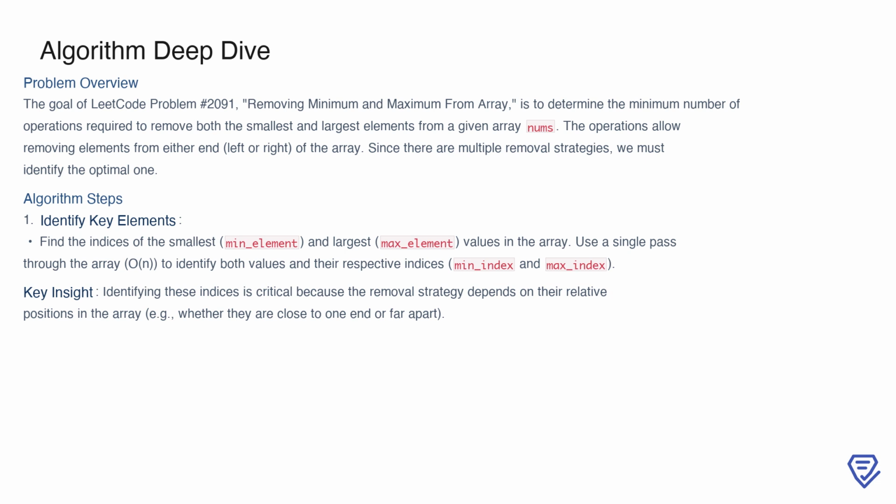To solve the problem efficiently, we start by identifying the indices of the smallest and largest elements in the array. This can be done in a single pass through the array, which means we only need O(n) time for this step. These indices are crucial because the optimal removal strategy depends on their positions, whether they are near the same end of the array, far apart, or somewhere in between. By focusing on these indices, we can determine the most cost-effective way to remove both elements.